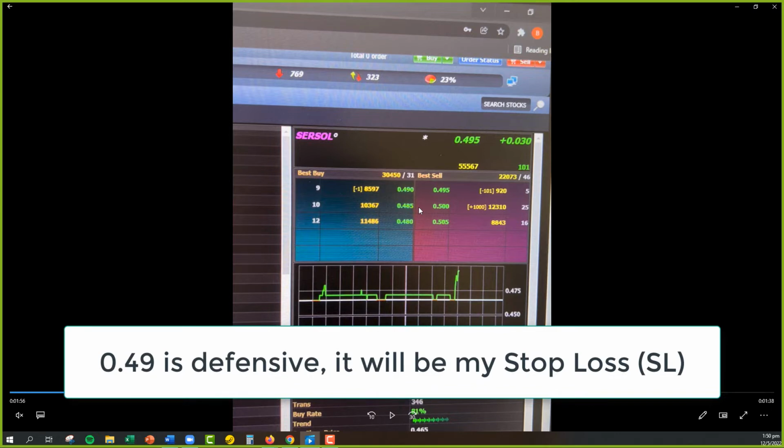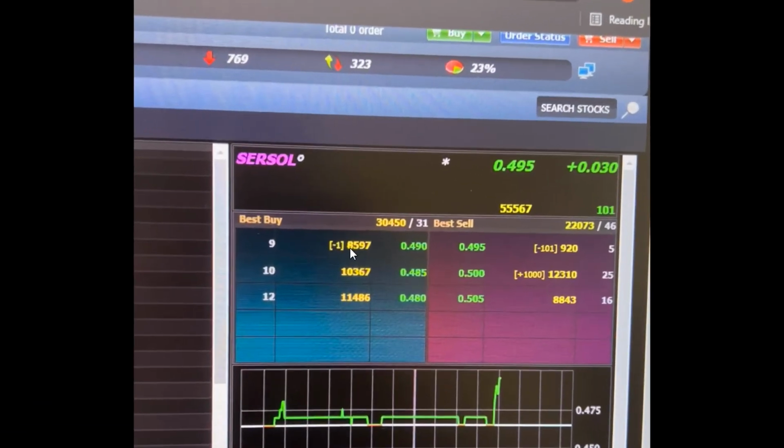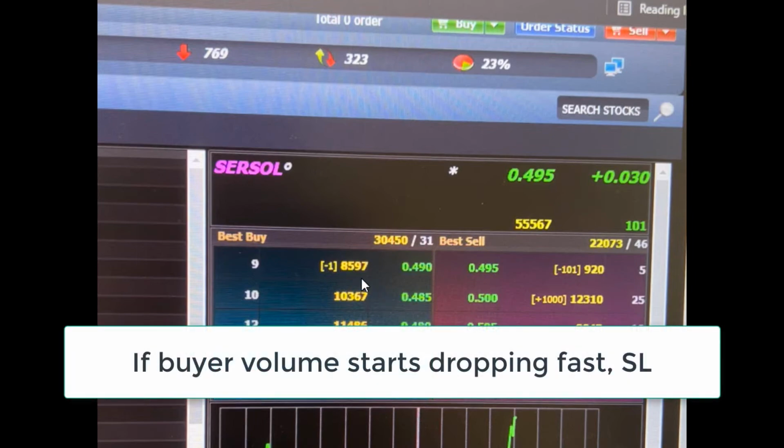Meaning if someone were to sell at 49 cents instead of buying up at 49.5 cents, reducing these 8,597 lots, making it less, let's say maybe leaving just 500 lots or 1,000 or 1,500 lots left, a total minus of, let's say, 7,000 lots, and this is happening very quickly, which means this 8,597 is dropping really quickly, I will cut loss at 49 cents.